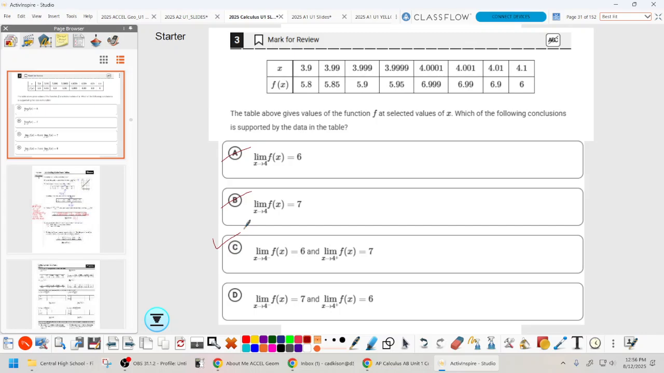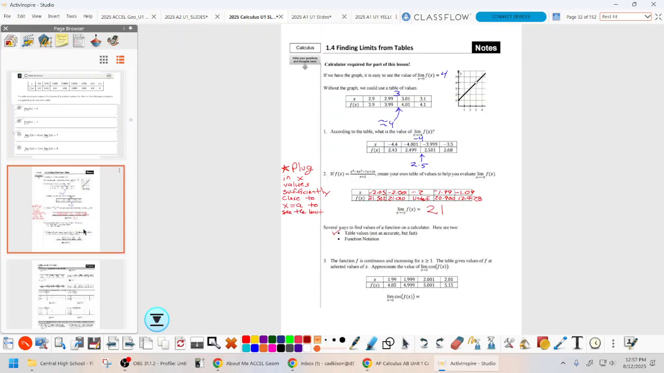Any questions on it? Okay, any questions on the problems from last night? Everybody's good? Still checking answers and making sure you're good? Awesome. All right, well we need to finish 1.4. And I think that's right here.